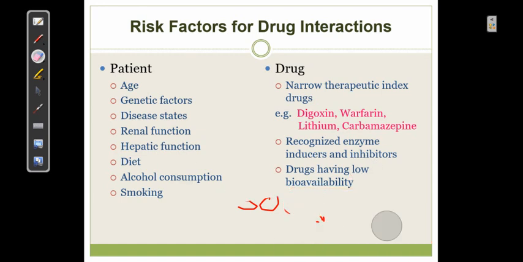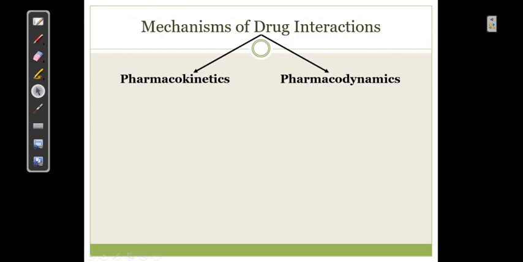So this is all about the risk factors for drug interaction. Now moving towards the mechanism of drug interaction, which is the last topic of today's discussion, and then I will give you an assignment. You can classify drug interactions on the basis of two mechanisms. Very simple. You know the definition of pharmacokinetics. What do you mean by kinetics? Movement of what?